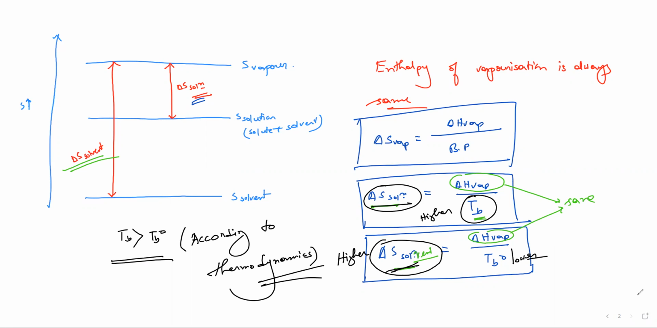Completed. Now moving to the next one. Now another important point. ΔTb value is always proportional to m, where m represents molality. Now when you remove this proportionality sign, you can write ΔTb equals i into Kb into m.